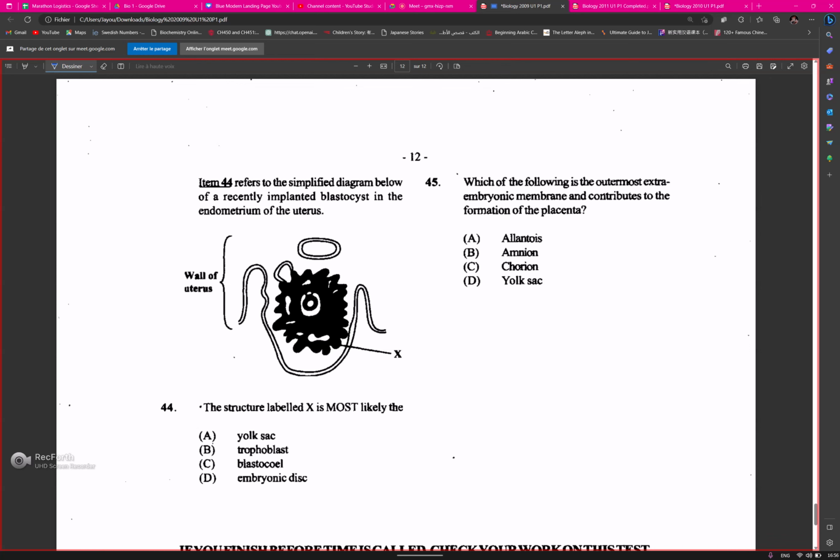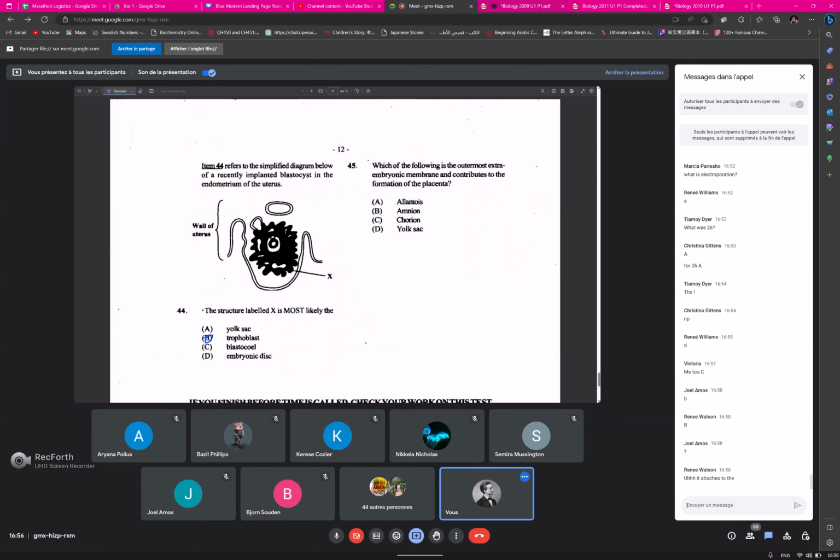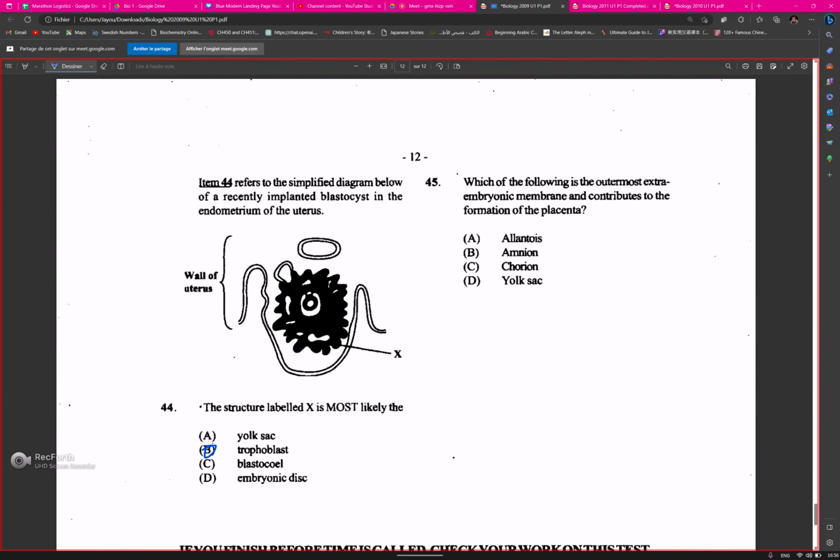Hope you know this: what is a blastocoel? Do we know what the blastocoel is? Yes, the blastocoel. No, it's a fluid-filled area in between. So the fluid-filled area is the blastocoel.